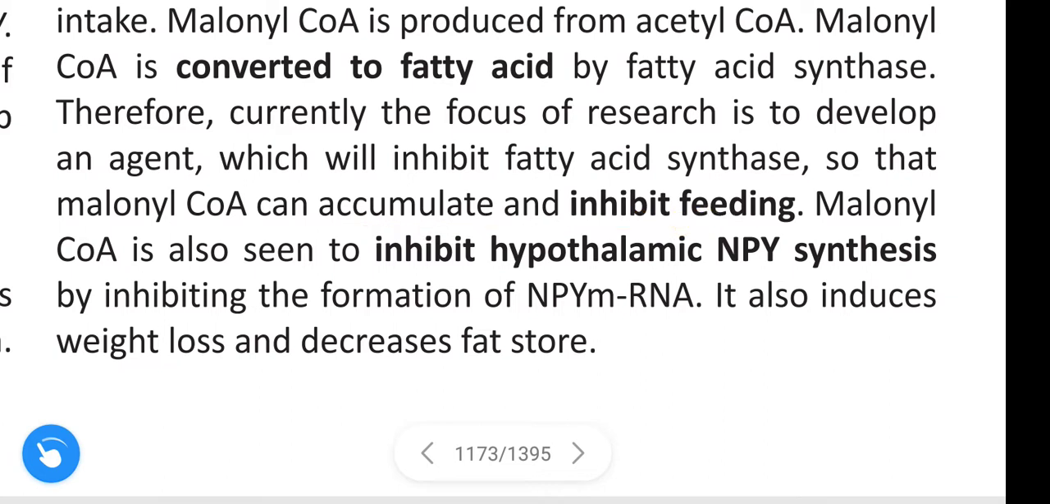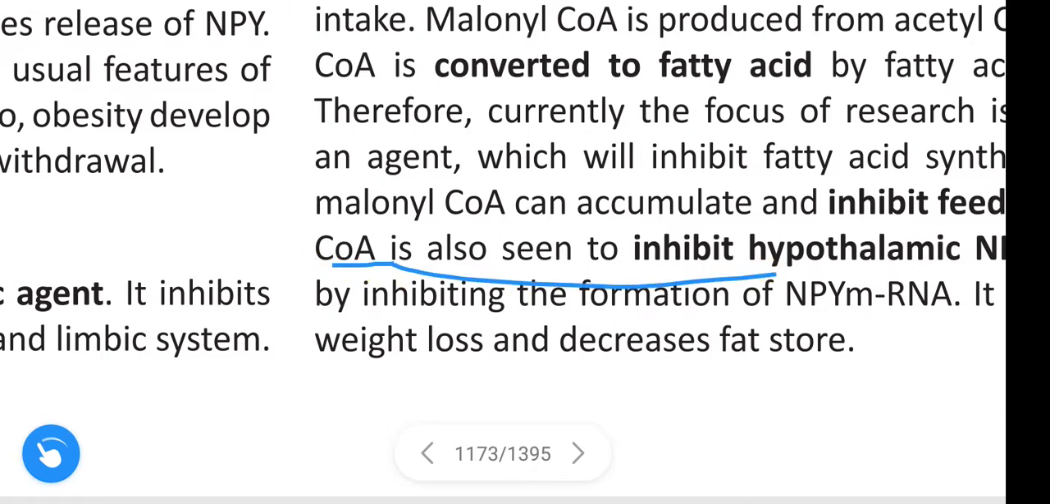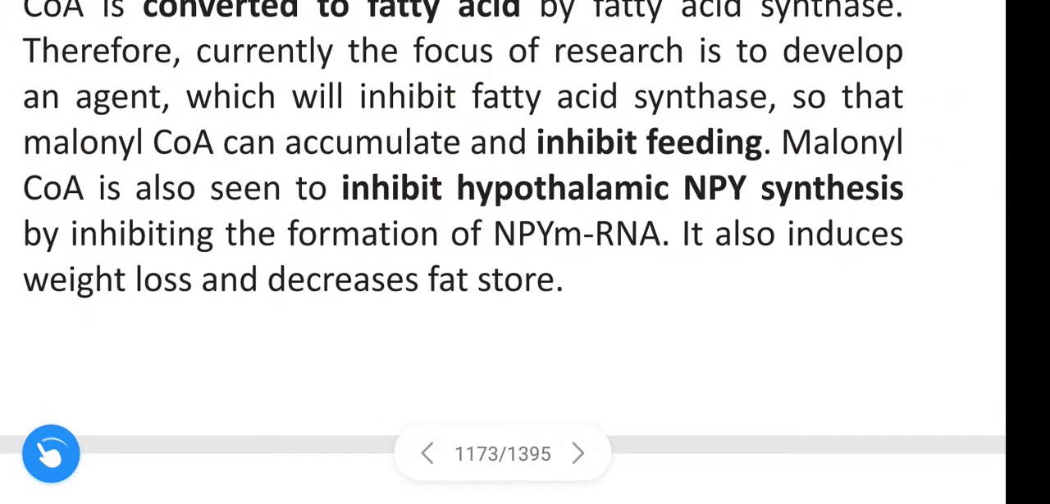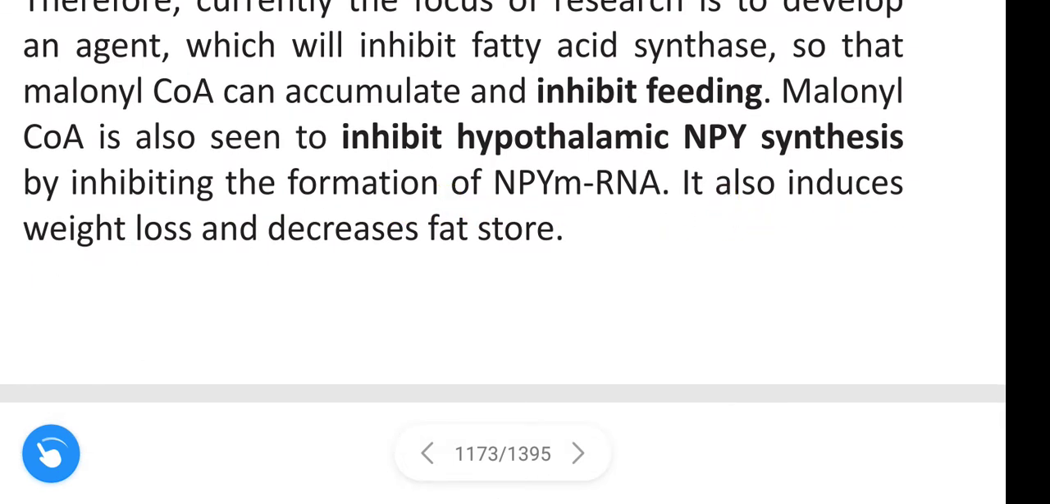Malonyl-CoA is also seen to inhibit hypothalamic neuropeptide Y synthesis by inhibiting the formation of neuropeptide Y mRNA. Malonyl-CoA also induces weight loss and decreases fat storage.